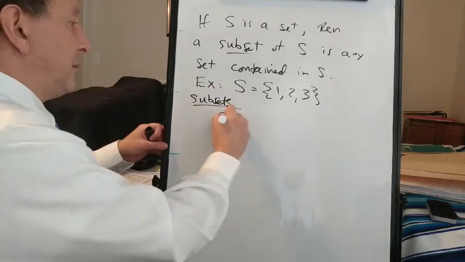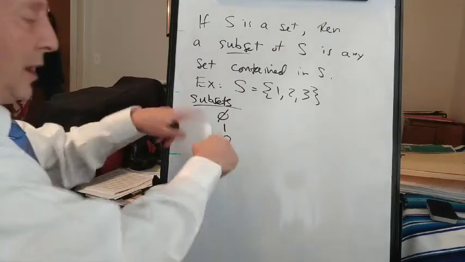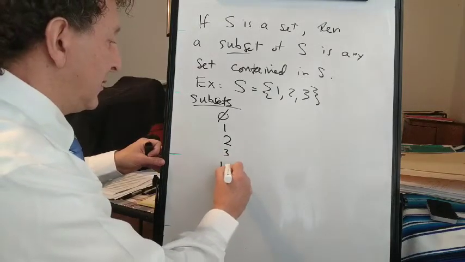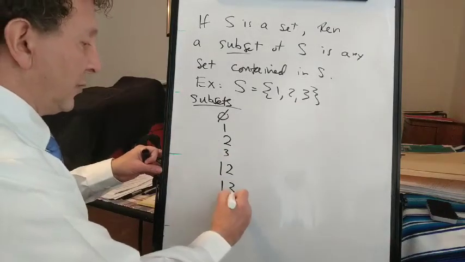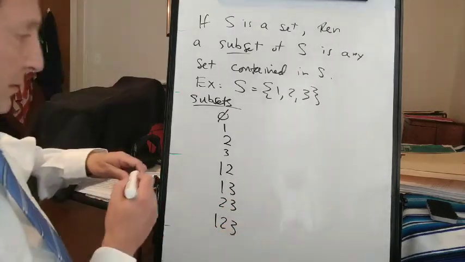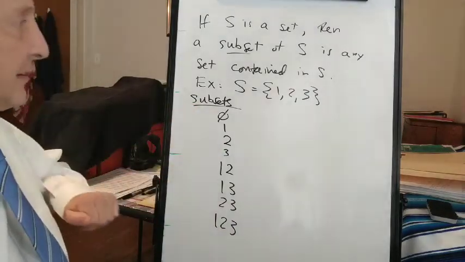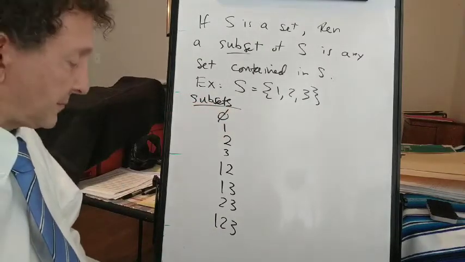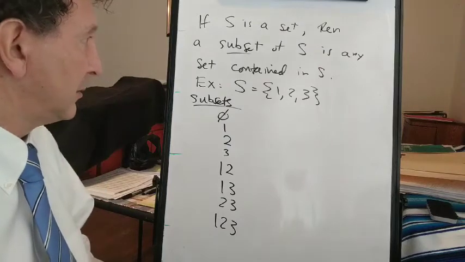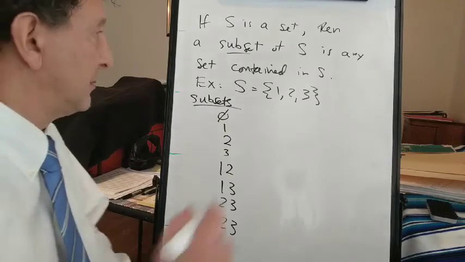The subsets are the empty set, the set containing just 1, the set containing just 2. I'm not going to bother writing all the curly braces and commas here. The set containing 1 and 2, 1 and 3, 2 and 3, 1, 2 and 3. So there's 1, 2, 3, 4, 5, 6, 7, 8 subsets of 1, 2, 3. Now there's also 8 binary words that have 3 letters. And if I write them side by side, you'll see that it's not a coincidence.